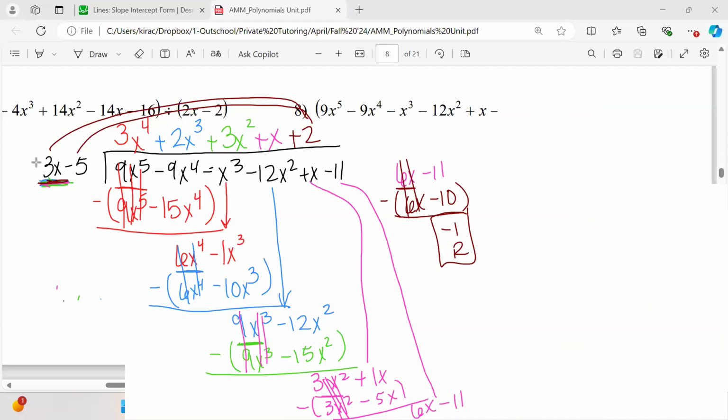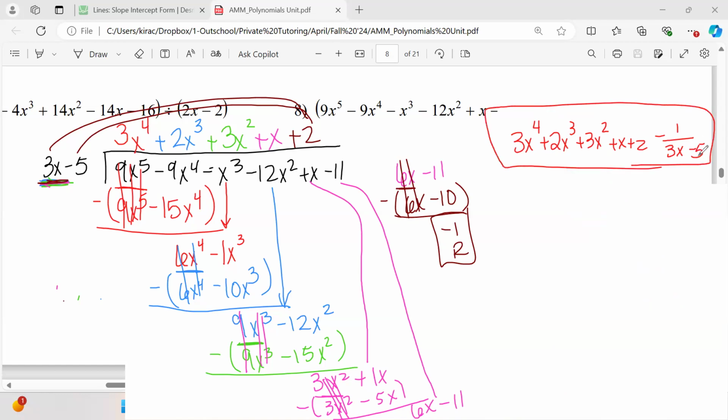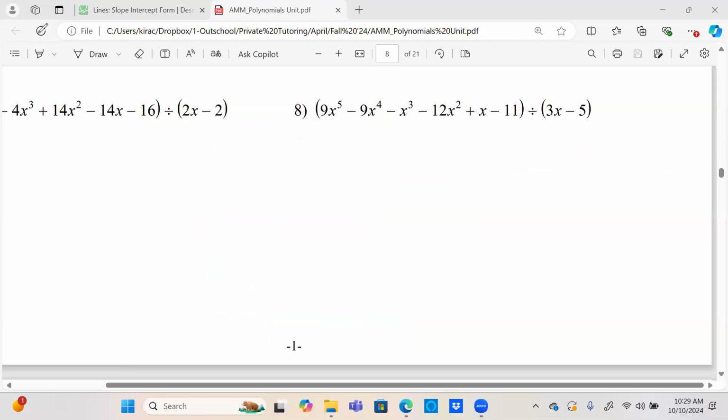All right, final answer here. This was number 8. We had a quotient of 3x to the fourth plus 2x cubed plus 3x squared plus x plus 2 with a remainder of minus 1 over the original divisor, which was 3x minus 5. That is number 8. Woo. And I think the whole back side is, oh, well, one of them actually we can do synthetic. Okay, let's flip over to the next side here.